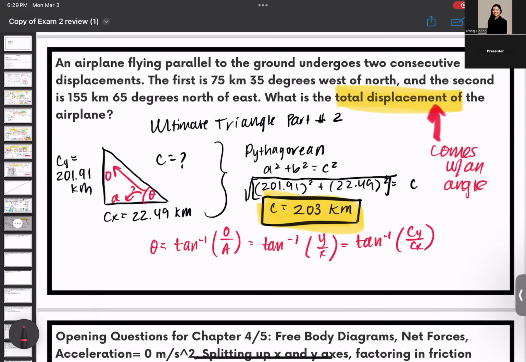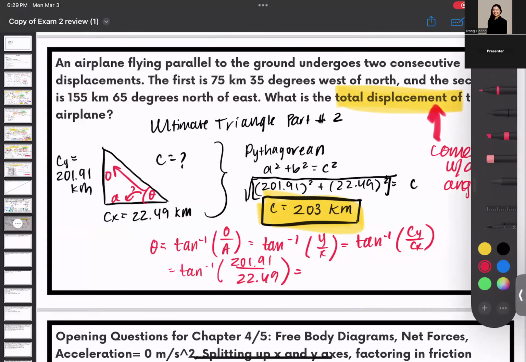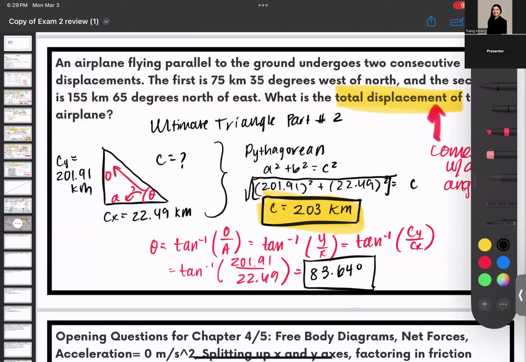So all you're going to do is plug into your calculator inverse tangent of 201.91 over 22.49. And that's going to get you a value of about 83.64 degrees. And that's your final answer: 203 kilometers at 83.64 degrees. Okay, so perfect. That's our final answer.